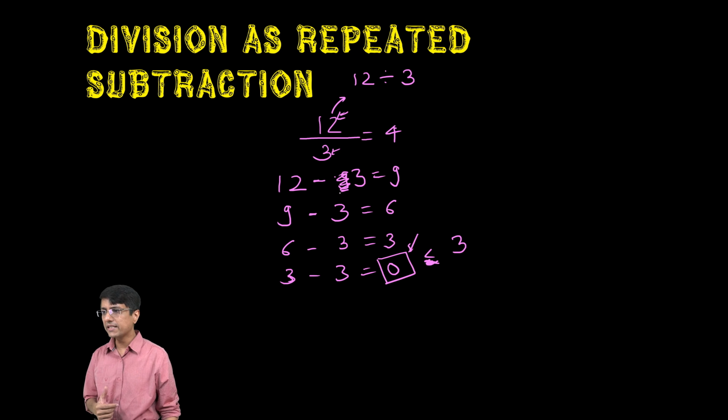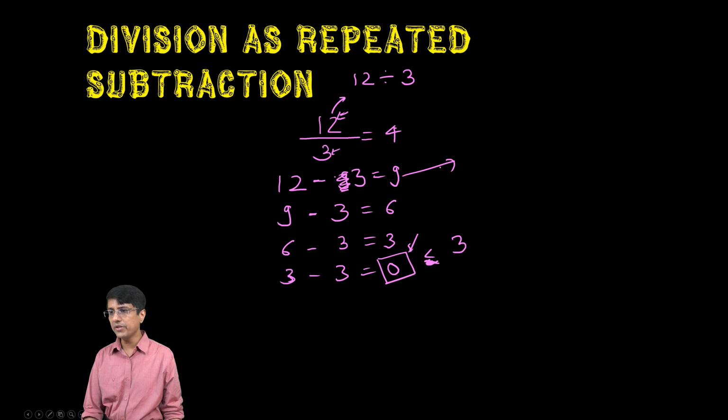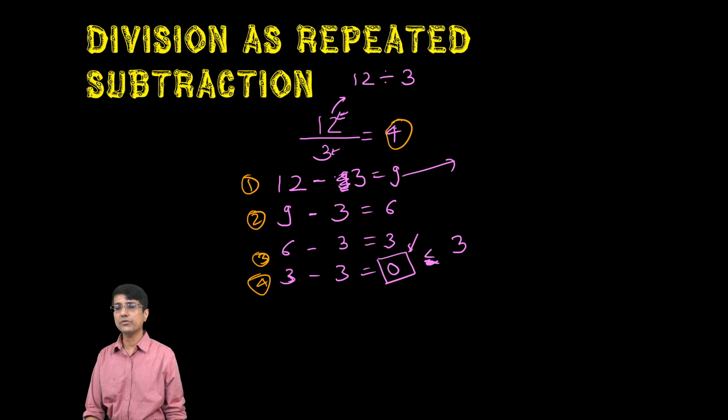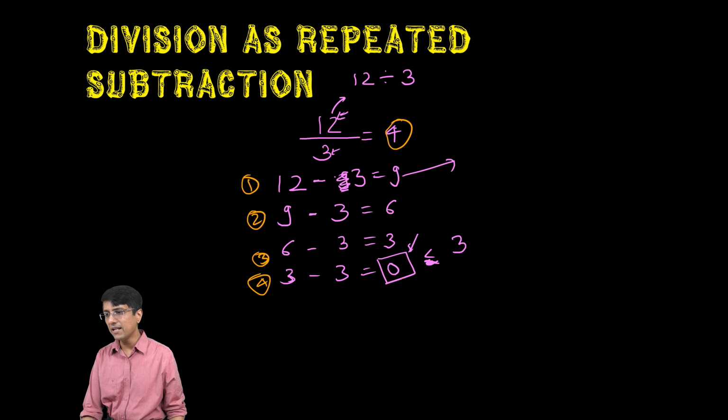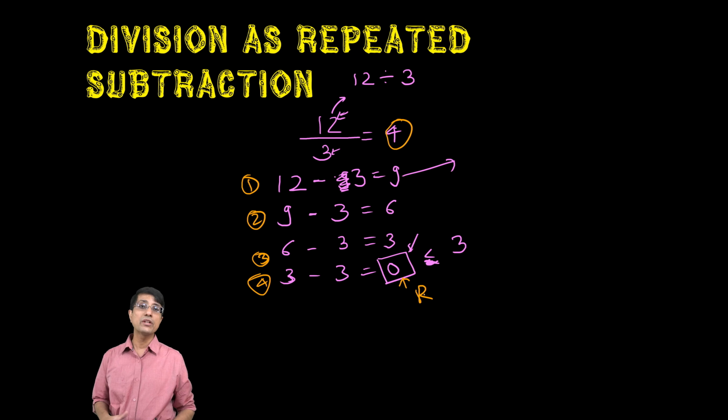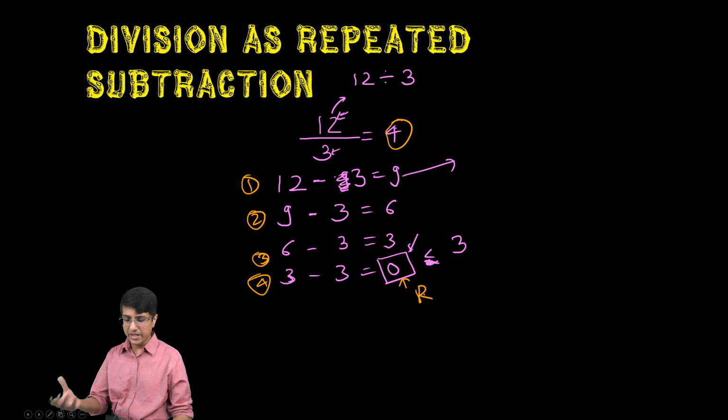So if you notice, we have done the repeated subtraction. How many times did we do the subtraction? Let's count that. We did the subtraction 1 time, 2 times, 3 times and 4 times, and that is my quotient. So the number of times I did the subtraction is my quotient. The final number that I get after the last subtraction is my remainder. So that is division as repeated subtraction.